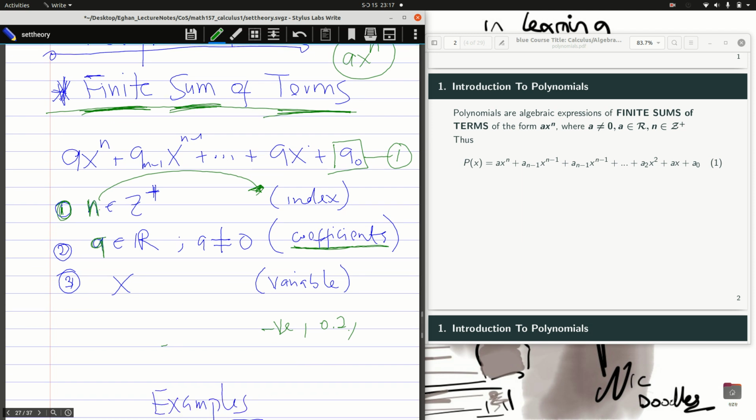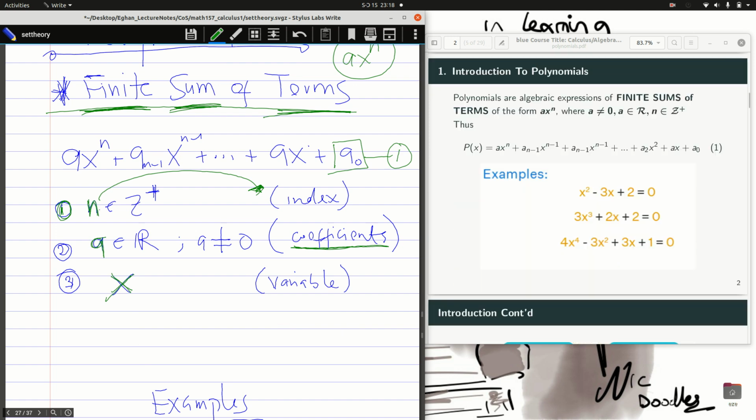Then the last thing is our x, which is a variable. Now take note, this is just x. It means it can be y, it can be z, it can be b, it can be a. They are the variables here. If I use a, it means that my coefficient term must change from a to something else. You take note of this too for me.